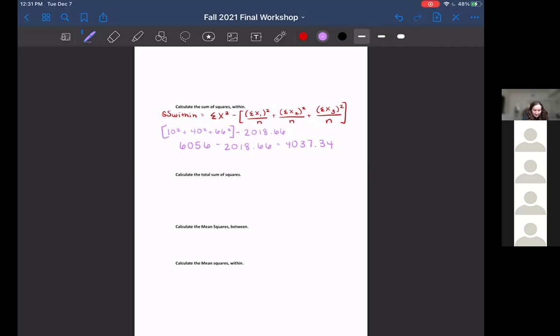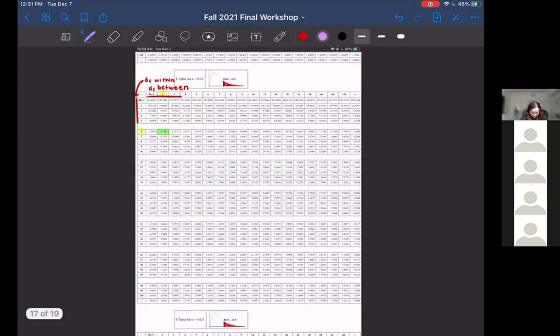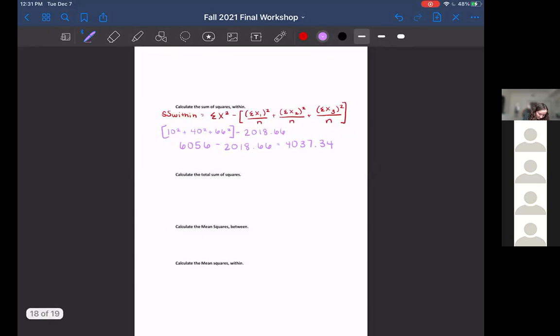No? Okay. So now we just need to do the total sum of squares. So that should just be where you add the two up together. So it would be 523.55 plus 4,037.34. So you just add the two up and you should get 4,560.89. Okay, does anyone have any questions for that?